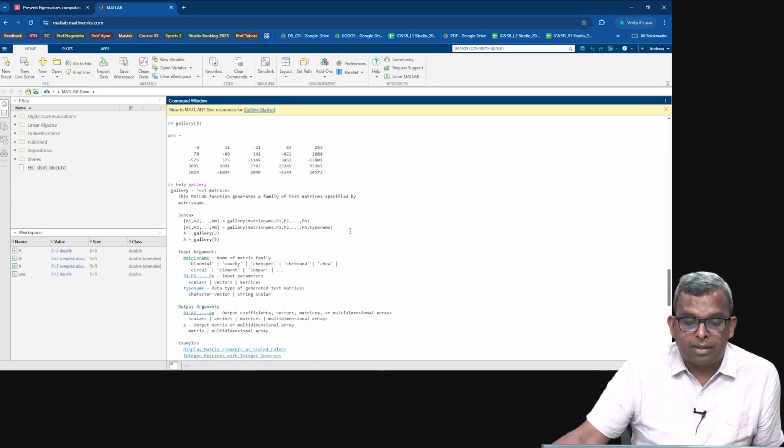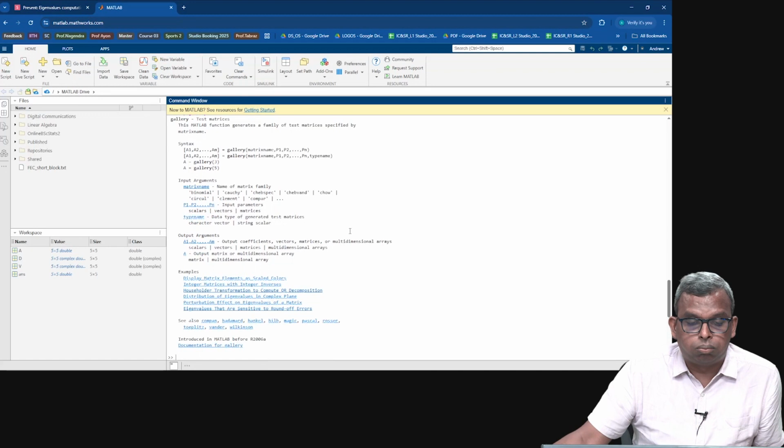Okay, test matrices. It has a bunch of things. I guess I can't give random things. You can say matrix name is binomial. It has a whole bunch of things and some input parameters, and all the 3 and 5 are possible, right?